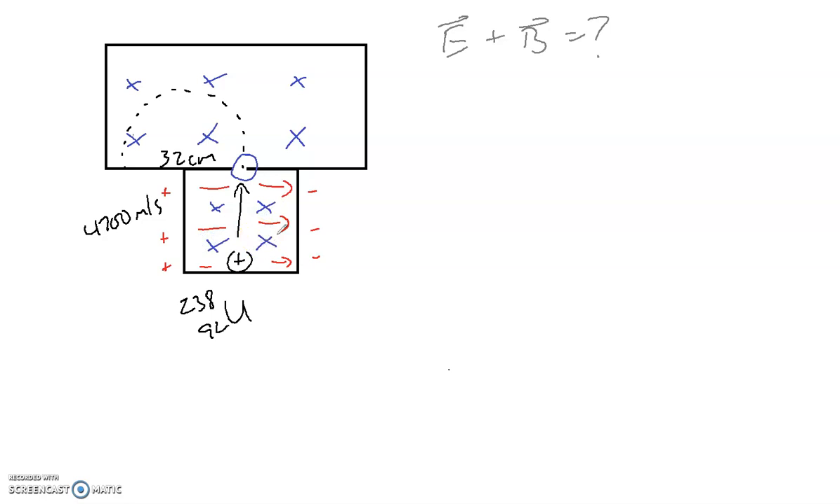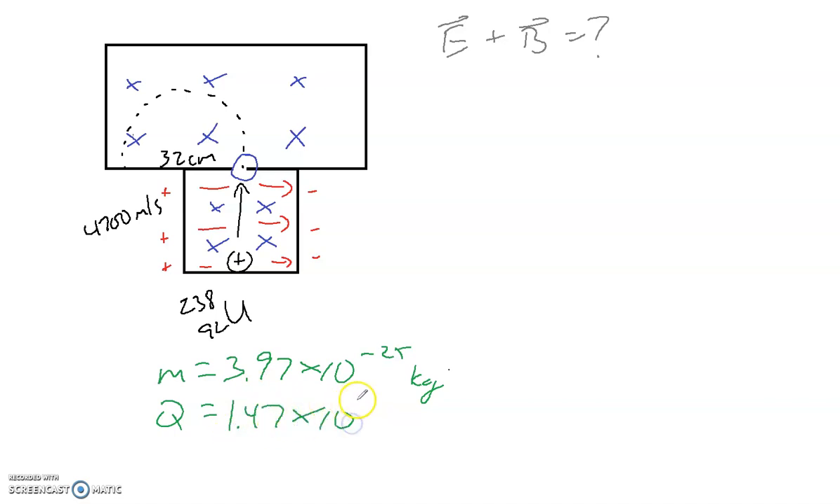Now, of course, to do this, I will need the mass and charge of this. We've done this before. You need the mass and the charge of uranium-238. For the mass, it should be around 3.97 times 10 to the negative 25 kilograms. And the charge, with the 92 protons, would be 1.47 times 10 to the negative 17 coulombs. So I've got my basic properties, and now I can find my E and B.